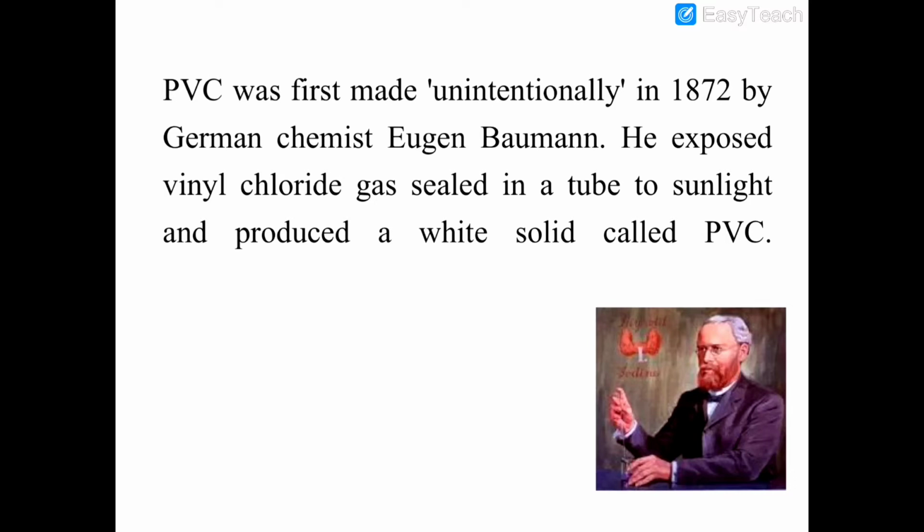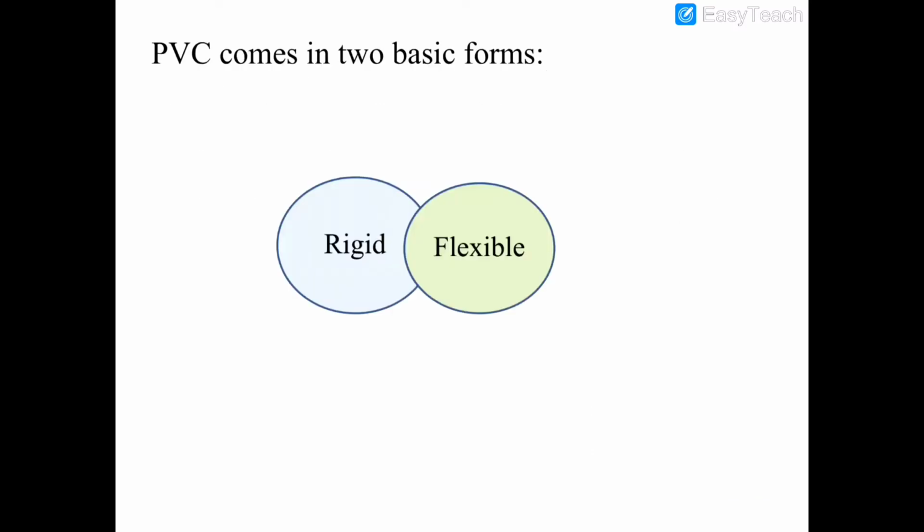Then something about the discovery of PVC. PVC was first made unintentionally in 1872 by the German chemist Eugen Baumann. He exposed vinyl chloride gas sealed in a tube to sunlight and produced a white solid called PVC. Generally, PVC comes in two basic forms. Number one is a rigid form and another one is a flexible form.